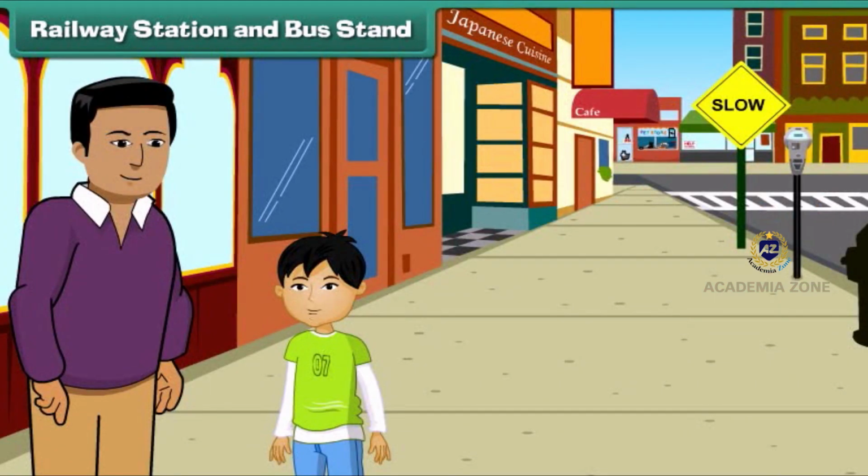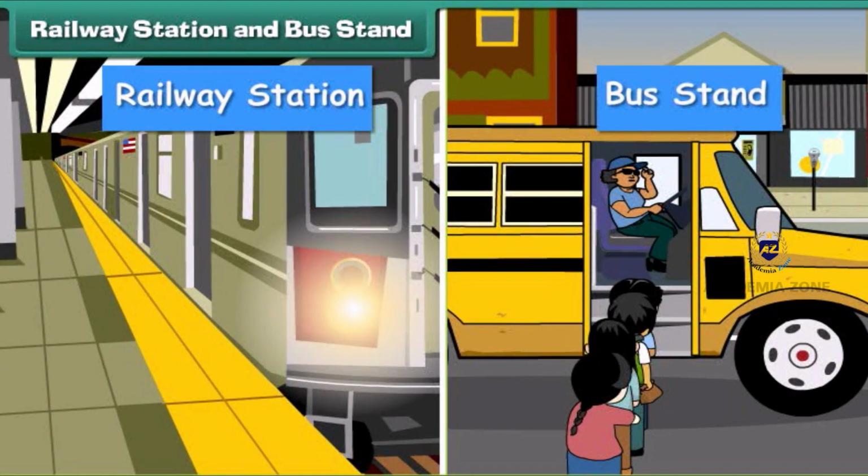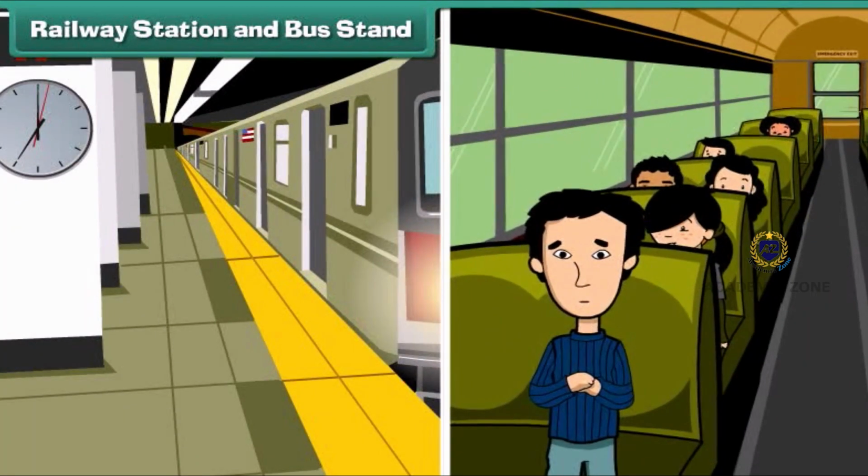Dad, I'm getting tired now. Shall we go back home? Okay, dear. Let's go to the railway station. This is the railway station and in front of it, that is the bus stand. People travel by trains or buses. Trains and buses join our city to various places.